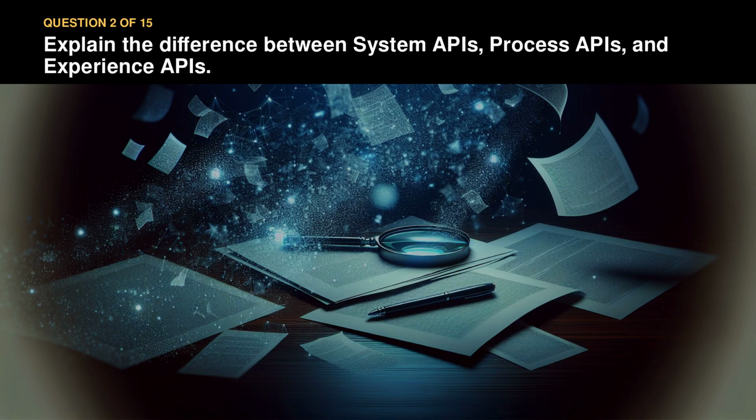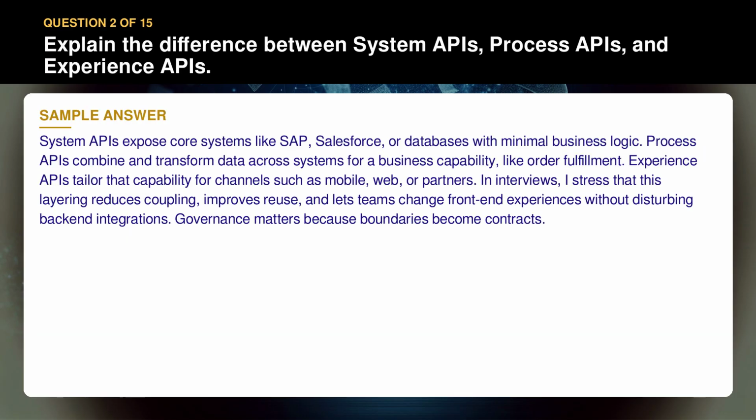Question 2. Explain the difference between system APIs, process APIs, and experience APIs. System APIs expose core systems like SAP, Salesforce, or databases with minimal business logic. Process APIs combine and transform data across systems for a business capability, like order fulfillment. Experience APIs tailor that capability for channels such as mobile, web, or partners.